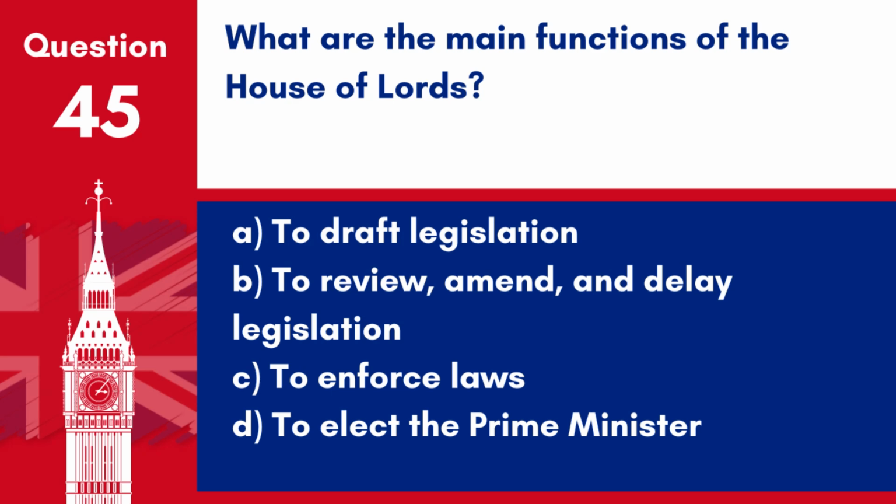Question 45. What are the main functions of the House of Lords? A. To draft legislation. B. To review, amend, and delay legislation. C. To enforce laws. D. To elect the Prime Minister. Answer: B. To review, amend, and delay legislation. The primary functions of the House of Lords include reviewing, amending, and delaying legislation passed by the House of Commons.